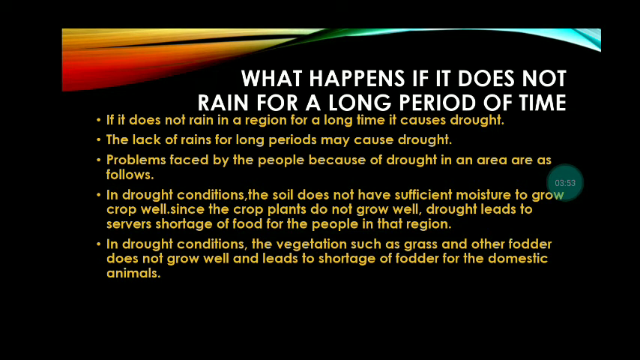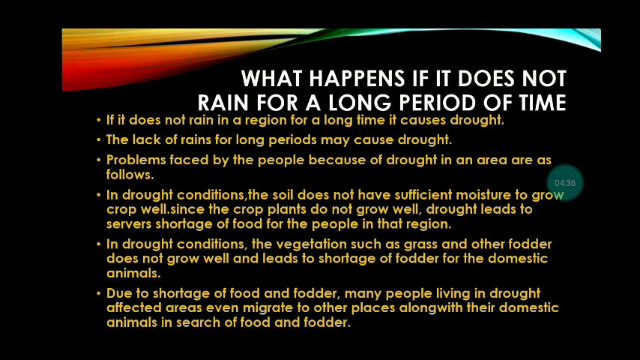In a drought condition, vegetation such as grass and other fodder does not grow well and leads to a shortage of fodder for domestic animals. For example, if I take Rajasthan, most of the area has drought, meaning a dry spell, and the animals do not get a sufficient amount of grass. That is the main reason most animals are not present there.